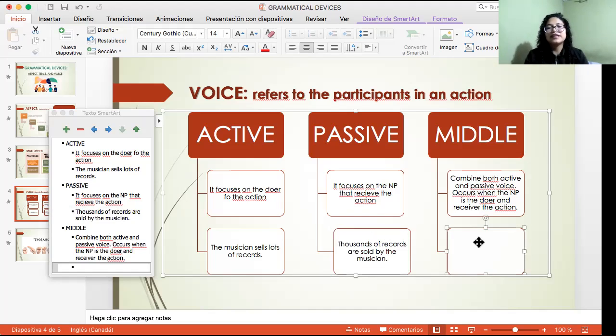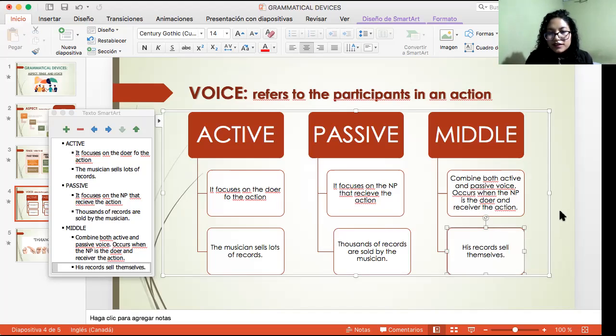Then lastly we have the middle voice that combines both active and passive voice. It occurs when the noun phrase is the doer and the receiver of the action. For example, talking about the records, we can say that his records, taking the reference of the musician's records, sell themselves. So that is the middle voice.